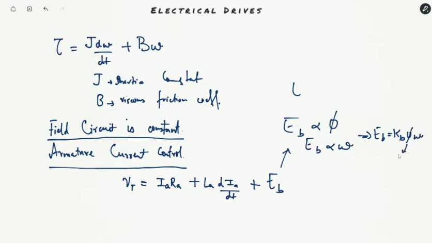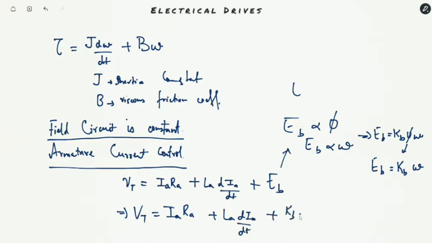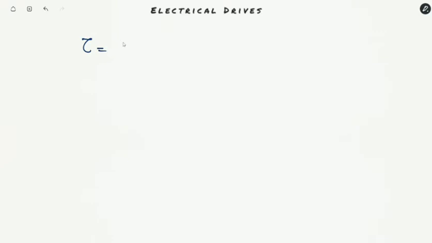Now since in this method we are only concerned with the armature current control, we are assuming that the field current is constant. That means the flux produced by the field circuit will also be constant. So that can be clubbed together with Kb. In that scenario, Eb will only be equal to Kb times omega. So we'll have this equation rewritten as Vt is equal to Ia Ra plus La dIa by dt plus Kb times omega. So this is equation number 1. The second equation is the mechanical equation. Torque induced is J d omega by dt plus b omega.